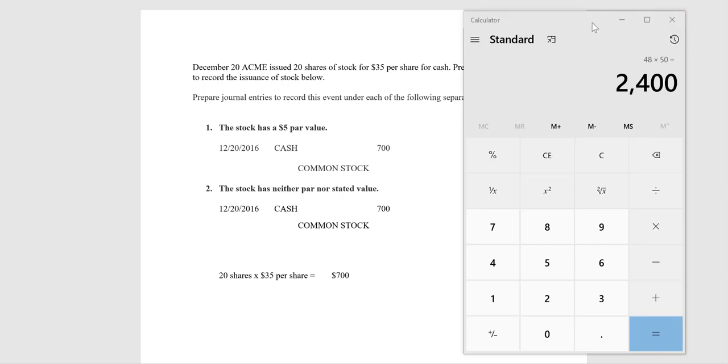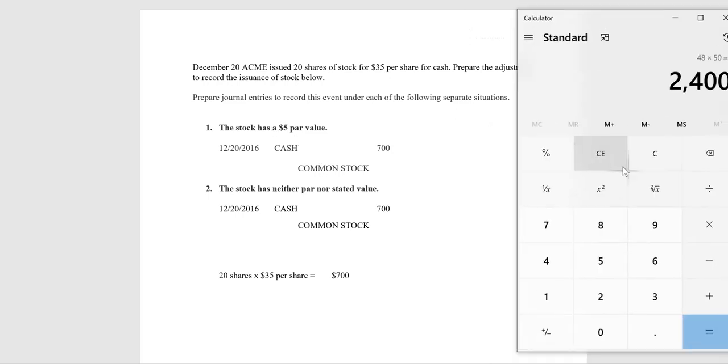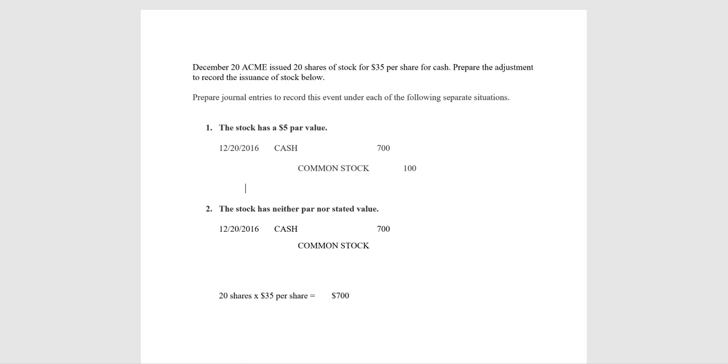So when stock has a stated or par value, okay, then we're going to have to use that when we record our common stock. So in the first example, the stock has a $5 par value. 5 times 20 shares gives us a $100 credit to common stock. Okay, so we're going to drop in that 100. Now notice our debits and credits aren't in balance. We have to record a credit to another account. That account is called additional paid in capital, but you can abbreviate it for the case and in general to APIC. Again, additional paid in capital.